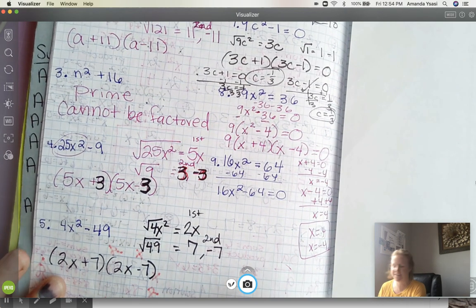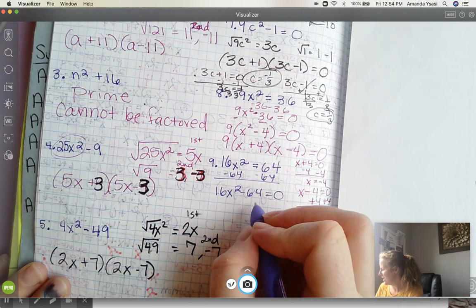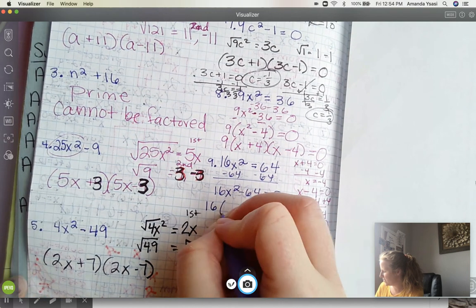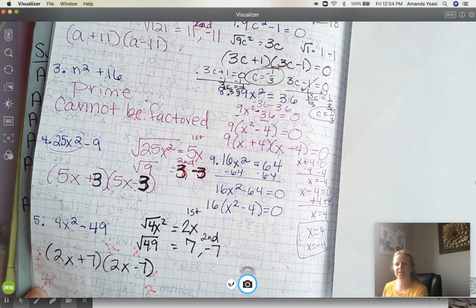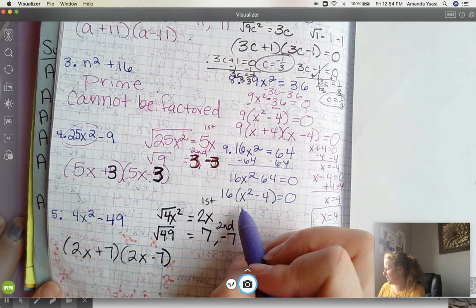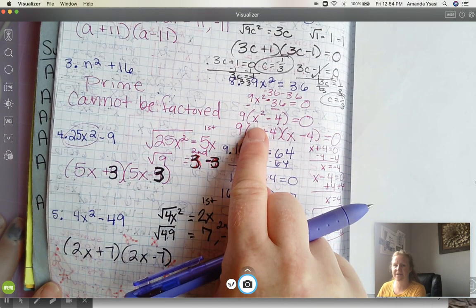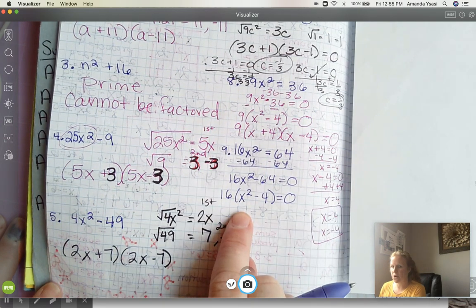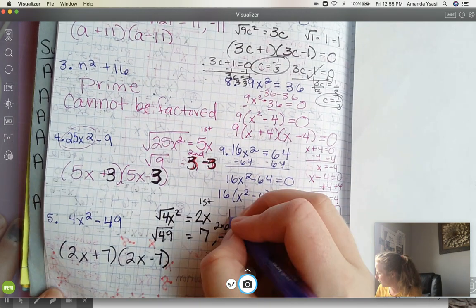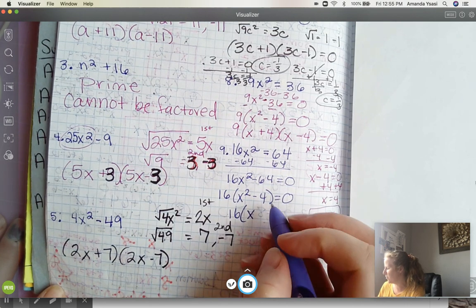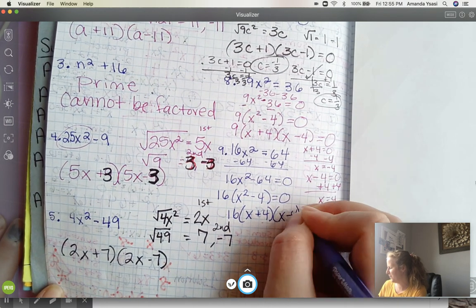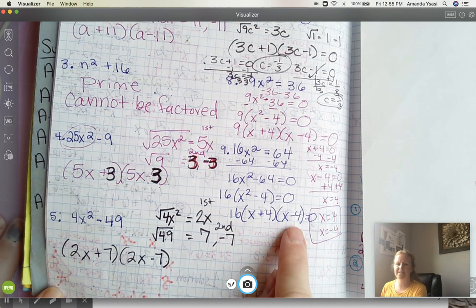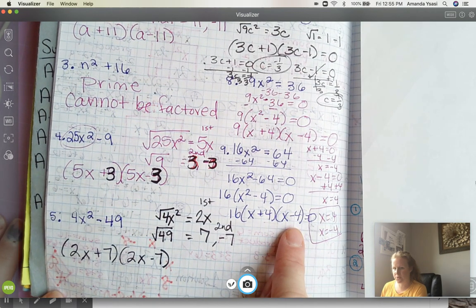So then 16 can be pulled out, and this would be x squared minus 4 equals 0. So then this is actually the same as that. So the square root of x squared would be x, and the square root of 4 is 4, and the other one is minus 4. So 16 doesn't equal 0, so that's not a solution.